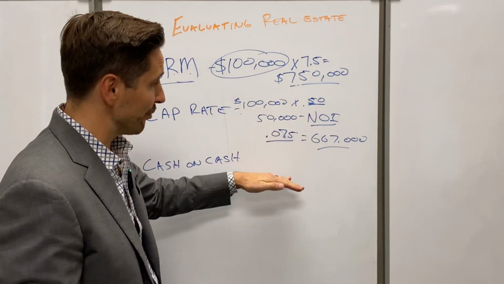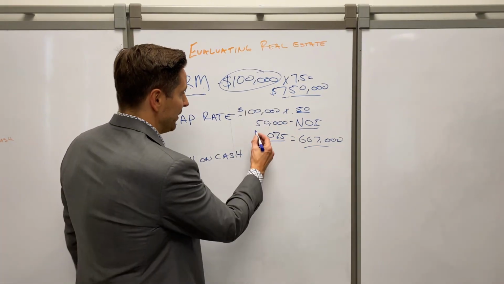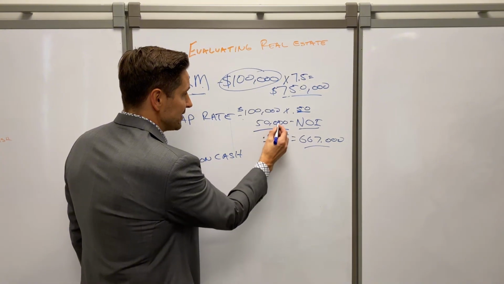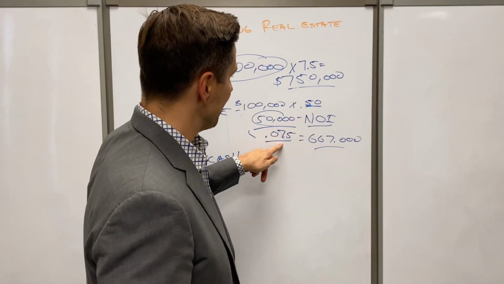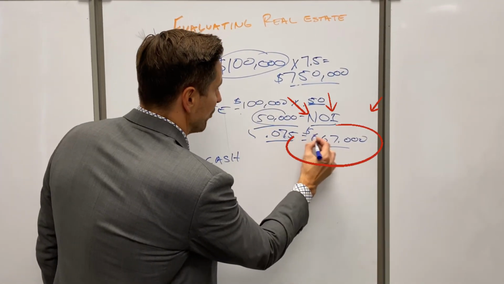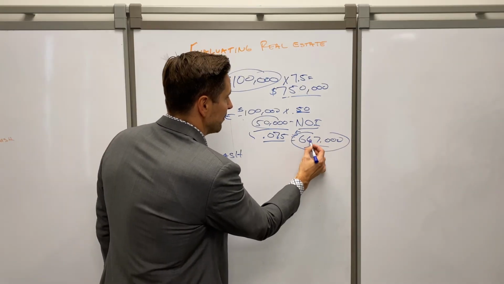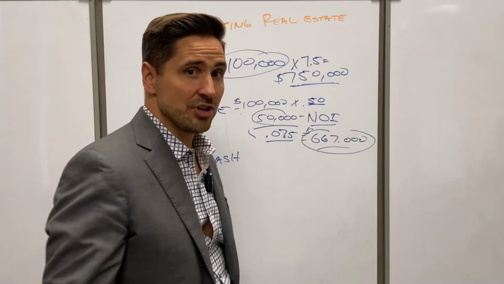Now, if you lowered the cap rate, this number would go up because we're dividing this number by a lower number. So again, the way I find evaluation of a property is the NOI divided by the cap rate equals my purchase price. Again, this gives a little bit different number than the GRM.